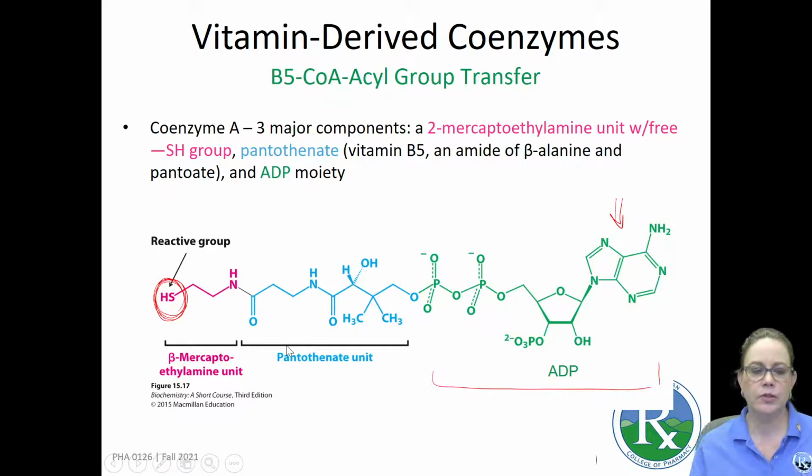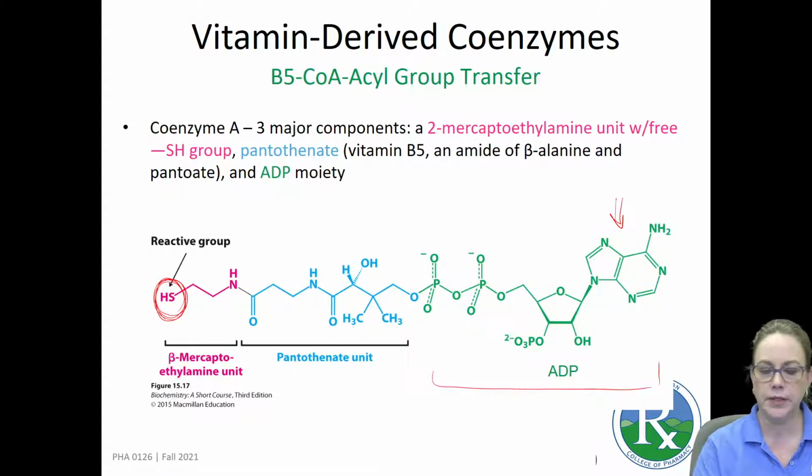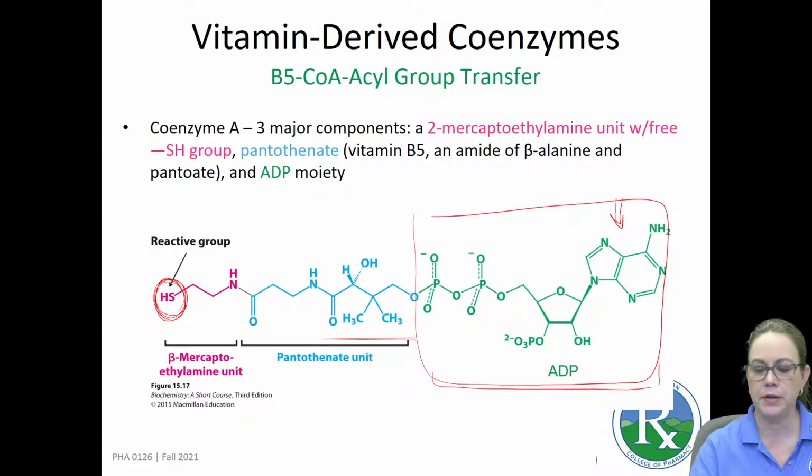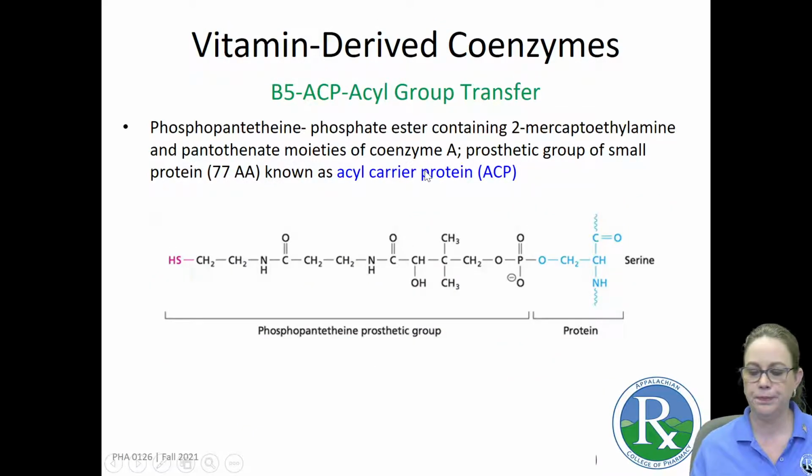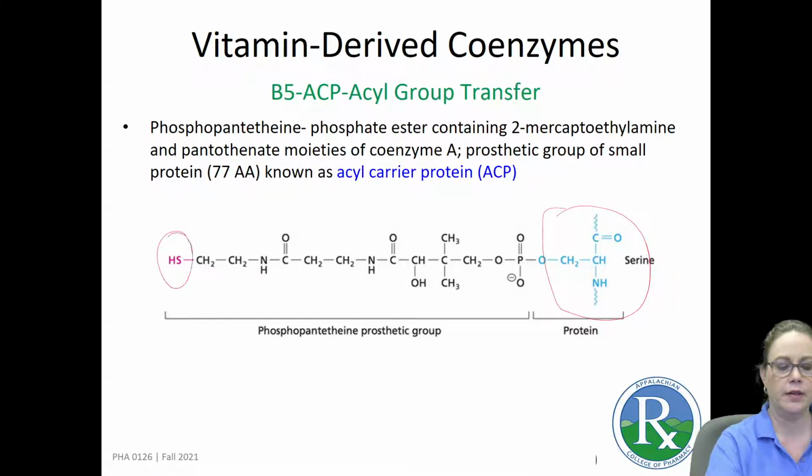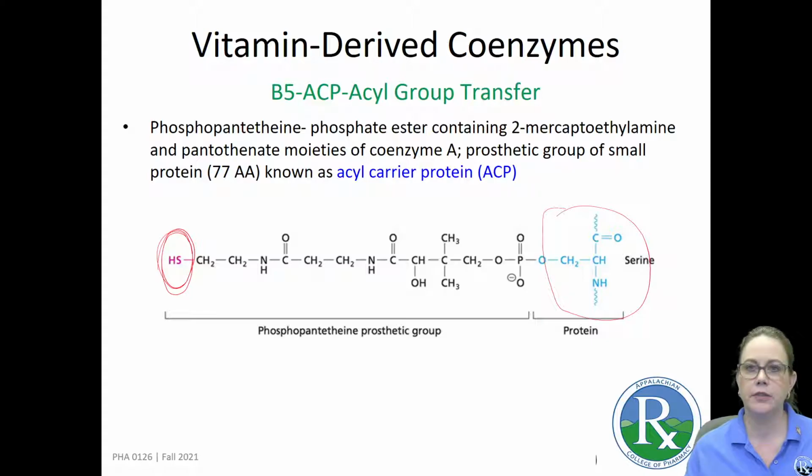What we can do with coenzyme A is actually replace our ADP molecule with a serine side chain on our protein, so that's shown here in blue. And what that gives us is acyl carrier protein. So it still has that thiol that's reactive, so this will be involved in some acyl group transfer reactions, just as our coenzyme A.